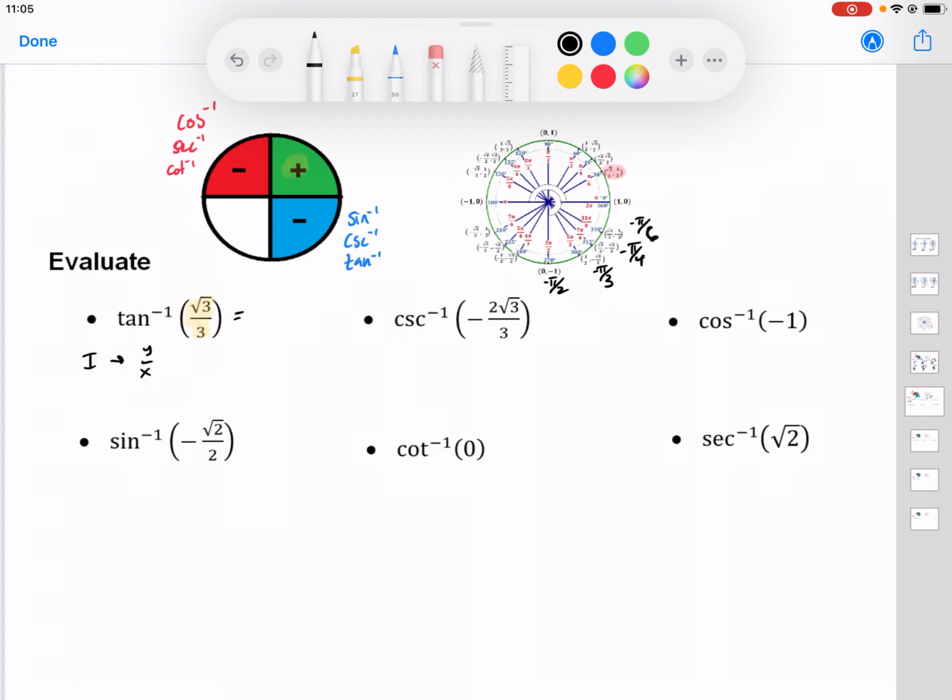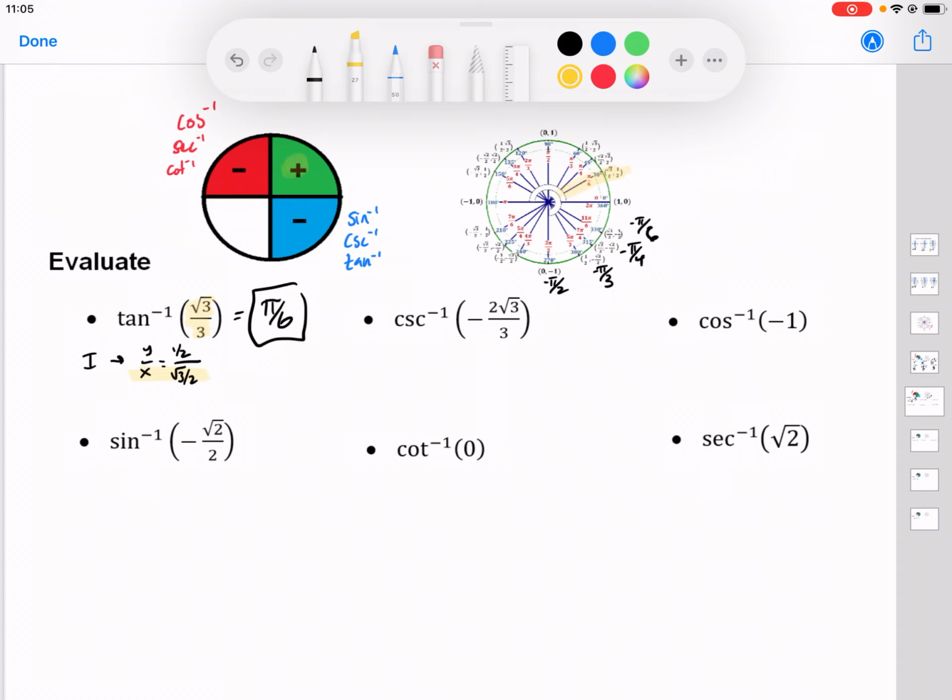Tangent, remember, is y over x. And the only way to get a square root of 3 over 3 would be if we had to rationalize. So that means that the square root of 3 should have been on the denominator. That would be pi 6, because the x value has to have the square root of 3 on it.